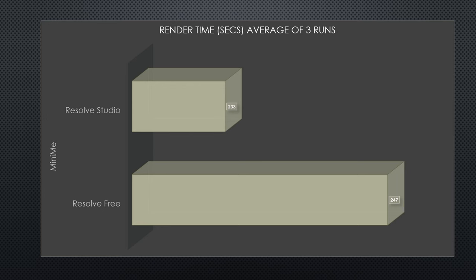Finally, our render results. Resolve Studio is about 15 seconds faster in this very short task. If you're editing and rendering longer, it could potentially gap further. Both of them used all cores of the CPU as much as they could. No real difference there. But it does prove that the H.264 codec that is shipped with DaVinci Resolve Studio is more efficient and gives better playback than the one that's shipped with the free version.